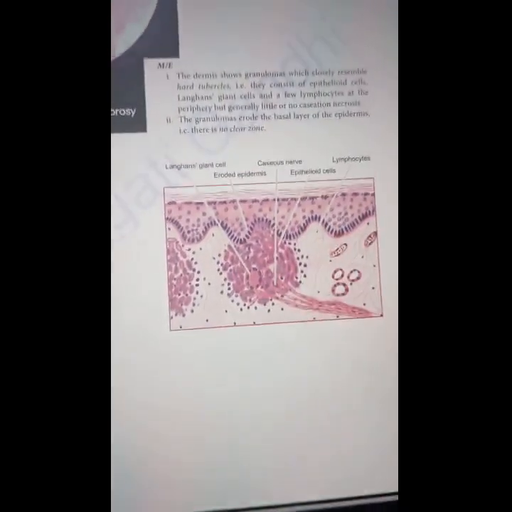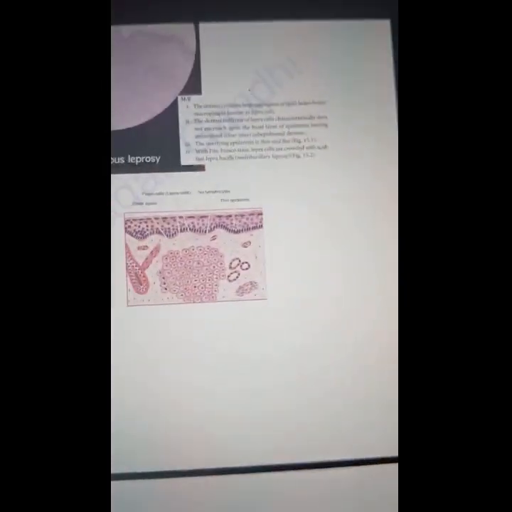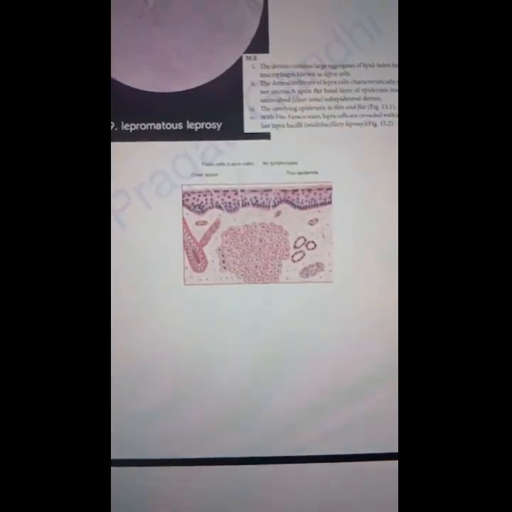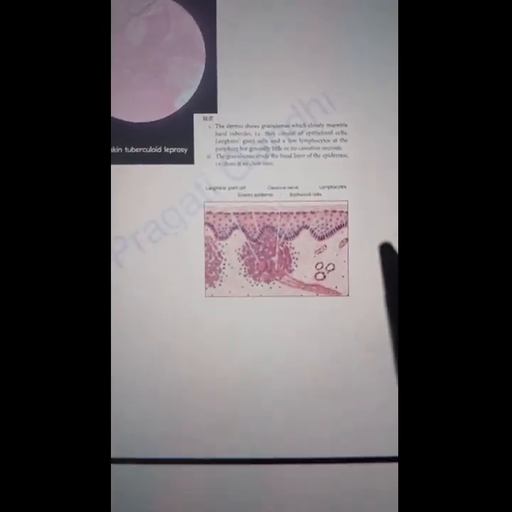What is the difference? In the previous one there were no lymphocytes. In here there are lymphocytes. Second thing, there was no granuloma, there were just the foam cells. But in here there is granuloma as well as foam cells. And you can see the epidermis over here is eroded and it's thick.